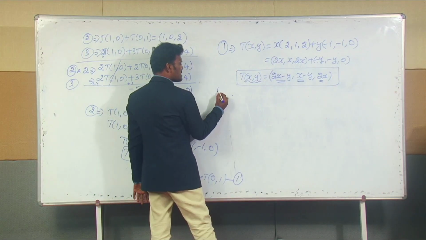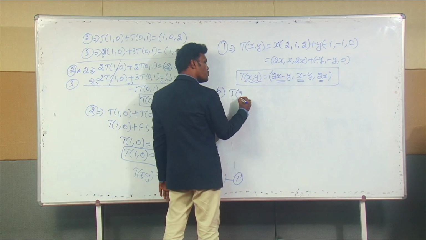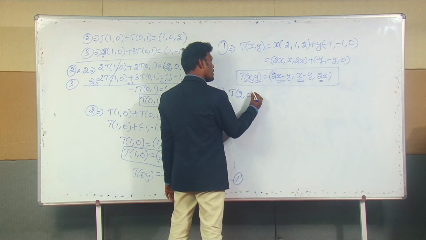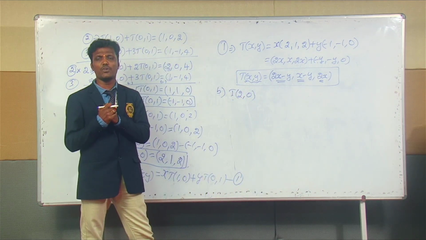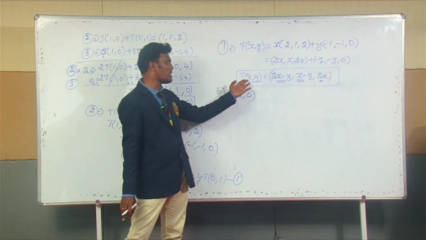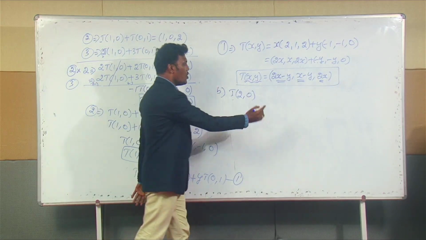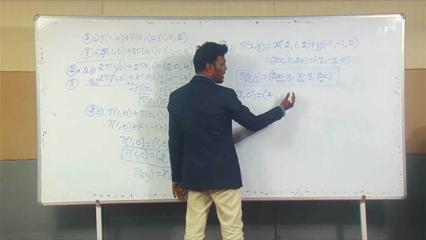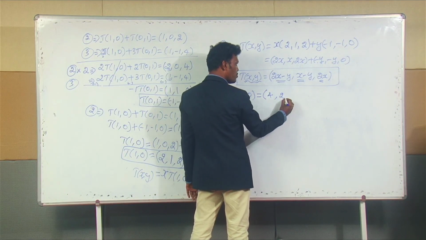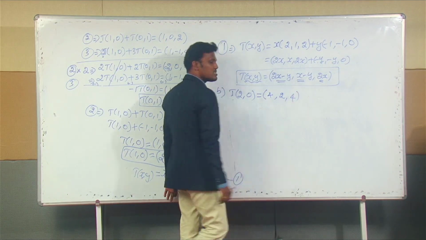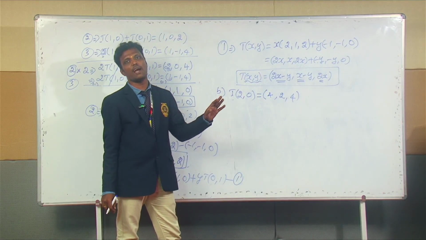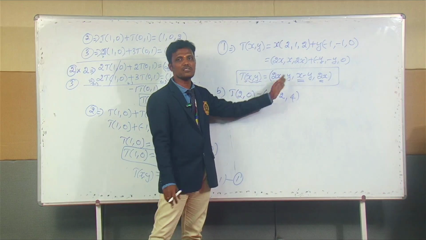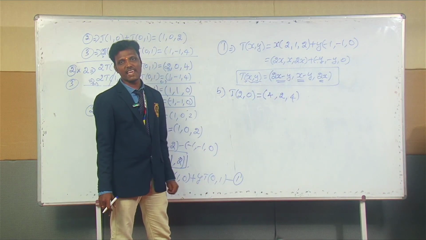Then what is the second subdivision? Just find out what is T of (2, 0), as we have already discussed. You can put any values, so you can substitute x as 2 and y as 0. What will the value be? The x value is 2, 2 twos are 4, and the y value is 0, so the result is (4, 0, 4). You can put any value of (x, y) and attain the new value using this expression. So this is the second subdivision.